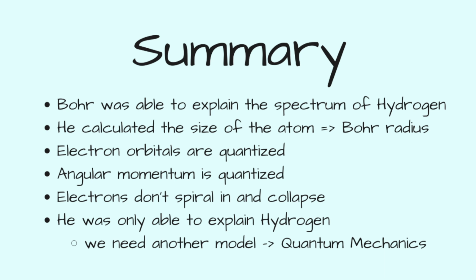In summary, Bohr was able to explain the spectrum of hydrogen, which we will see in another video that will be linked. He calculated the size of the atom via the Bohr radius. He proposed that electron orbitals, along with angular momentum, are quantized. With his model, the electrons don't spiral in and collapse. He was only able to explain hydrogen, so we will need another model, and it will be quantum mechanics to the rescue.